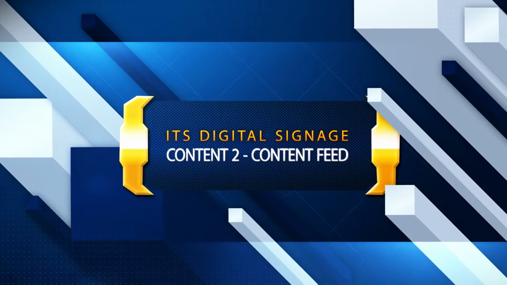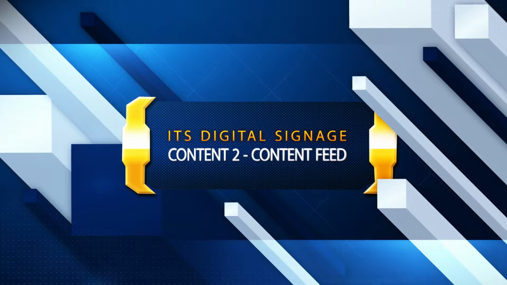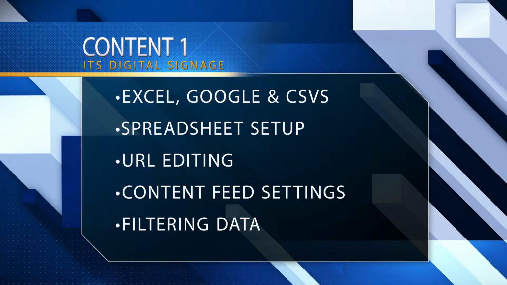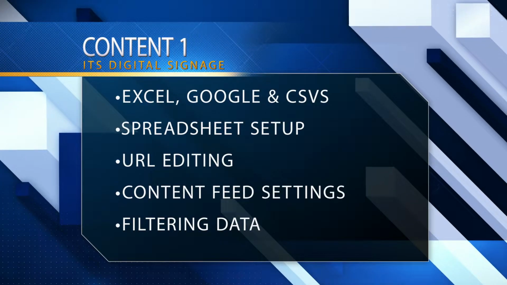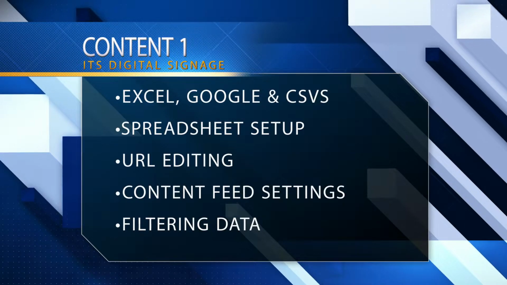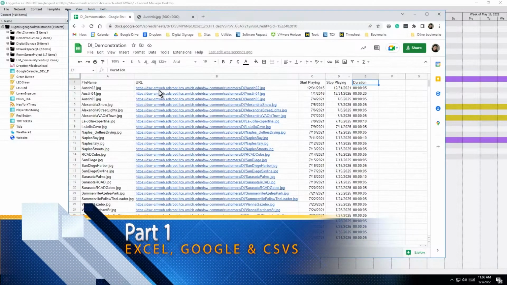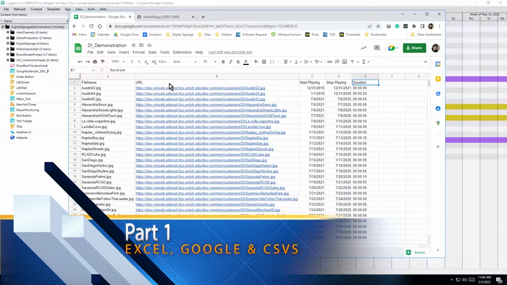This is the fourth video in our series on using Content Manager Desktop and the first one that's going to be using live data. We're going to be touching a little bit on the live data object, but we're going to focus today on the content feed object, which is a simpler way of using live data on your signs. We're going to use a Google Sheet.